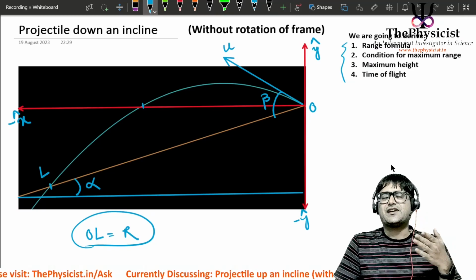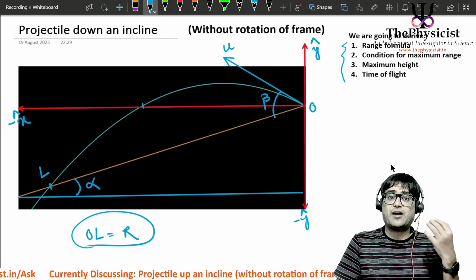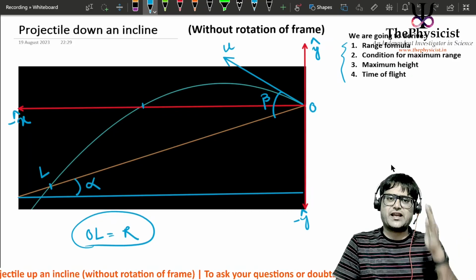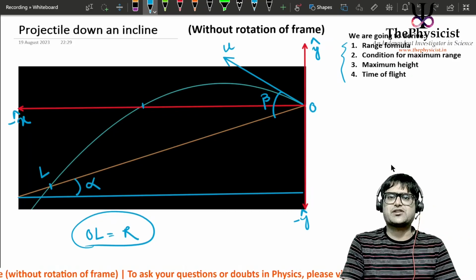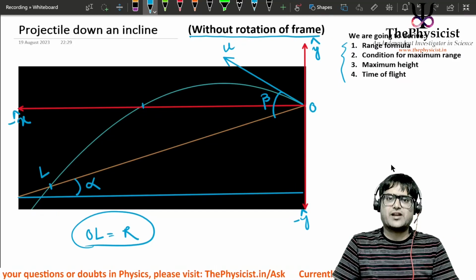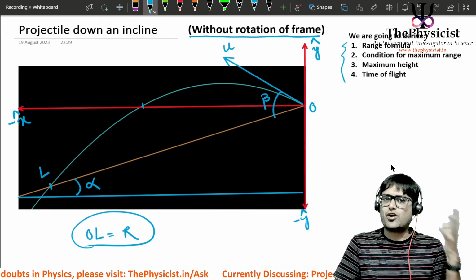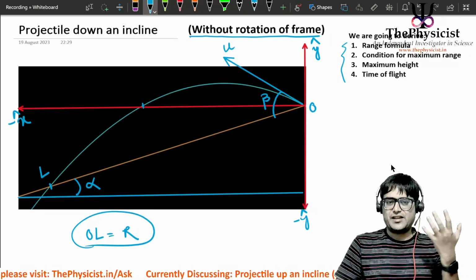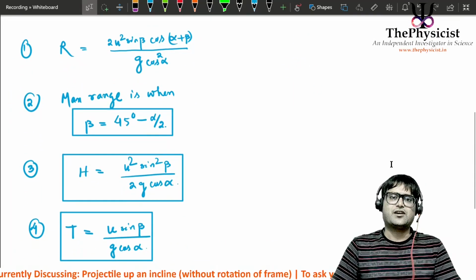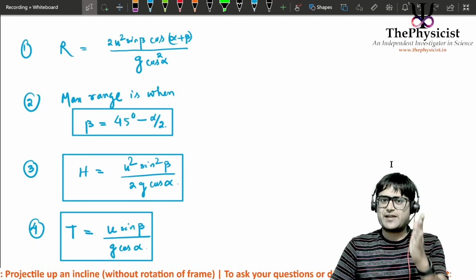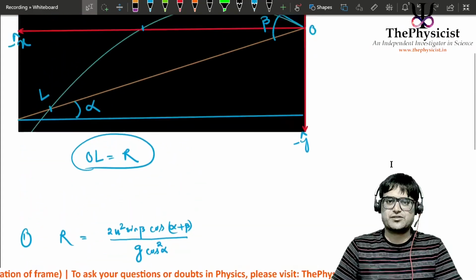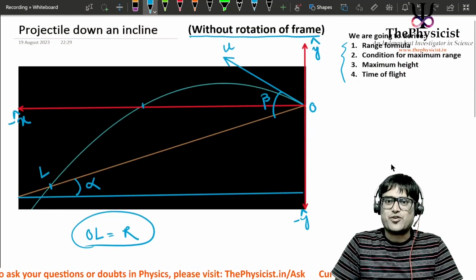trick, right? As far as the derivation of the up the incline concept is concerned, you don't have to actually use the entire derivation that I did without rotation of frame. You can actually rotate the frame and find an easier way to derive that. It's up to you. But if you already know or remember these formulae from whatever method you use to derive, you can use this technique that I'm going to do to find the corresponding values for the down the incline projectile. Okay. So what are we going to do here?